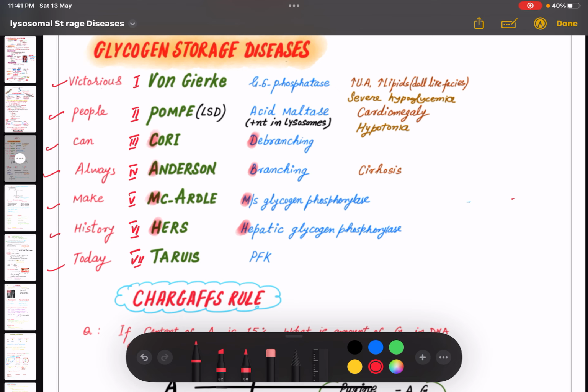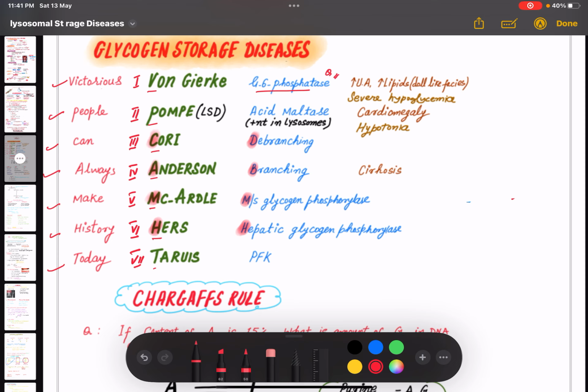By this mnemonic, you can remember the type of glycogen storage disease. V for von Gierke's disease, P for Pompe's, C for Cori's, A for Anderson's, M for McArdle's, H for Hers, and T for Tarui's. Now, this von Gierke's disease is due to deficiency of glucose 6 phosphatase enzyme.